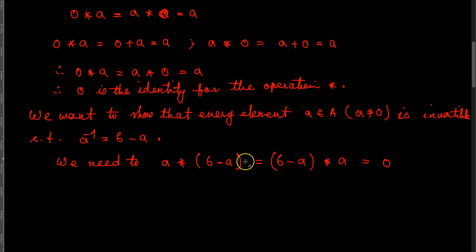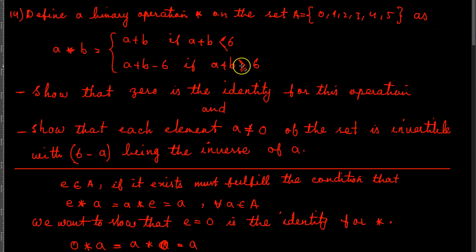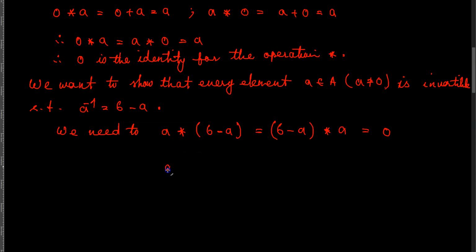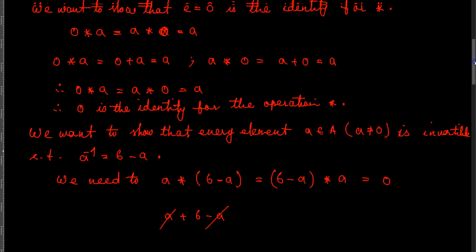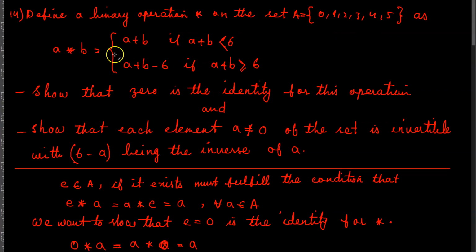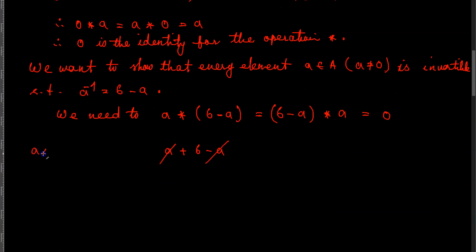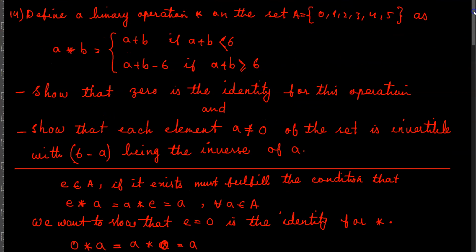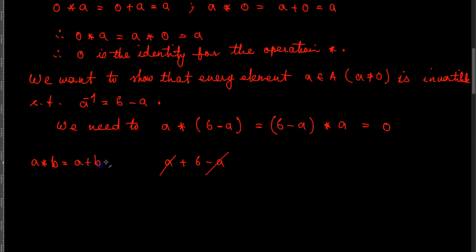Now, if you want to calculate A star 6 minus A, so what is the sum of A and 6 minus A? Those two elements added together would be A plus 6 minus A, and that would be equal to 6, right? Which means that I have to use this clause of the definition. So A star B is equal to A plus B minus 6, right?